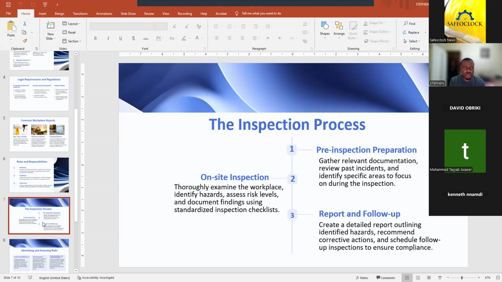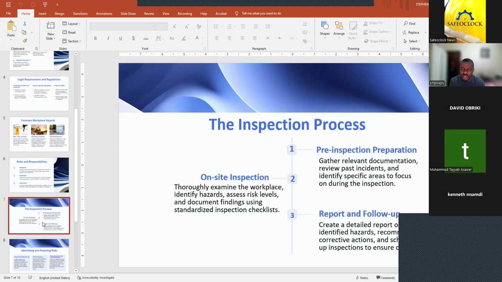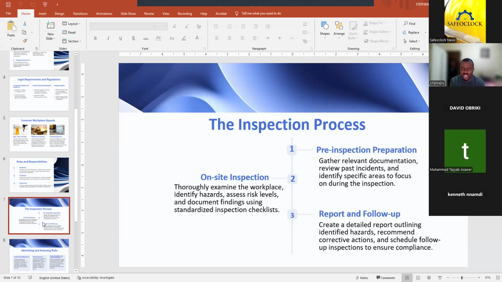So it is very important that to carry out an inspection, there should be a pre-inspection preparation, because we need to gather relevant documents. If you are going for inspection, you need a checklist. So even the normal ISO audits that we do is a form of inspecting the organization's occupational health and safety management system, if we understand this. So even in the audit process, it involves a lot of documentation. So I will not go into audit.